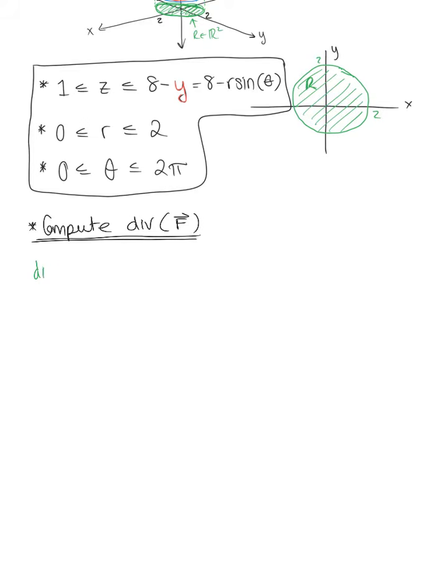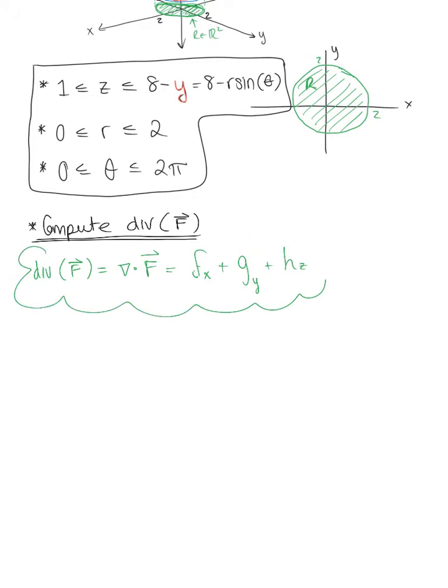And again, we'll recall that the divergence of our vector field is equal to the dot product of the gradient and the vector field. So it is the sum of the partial derivative of f with respect to x, partial derivative of g with respect to y, plus the partial derivative of h with respect to z. So keeping in mind that our given vector field is defined by the components f, g, and h, we'll go ahead now and we'll find our partial derivatives.